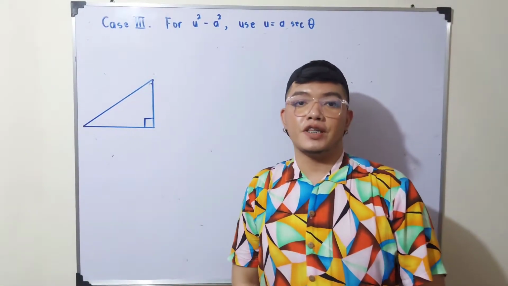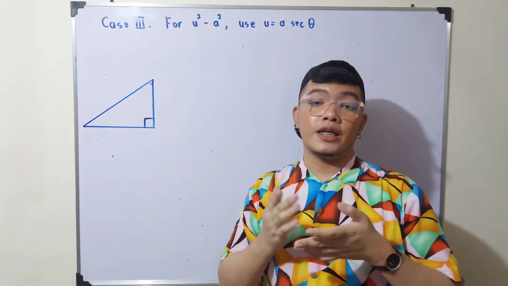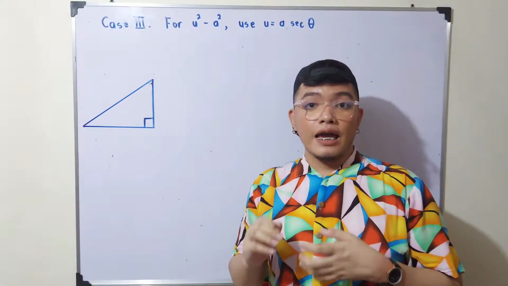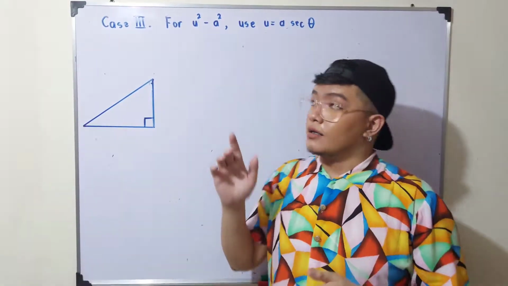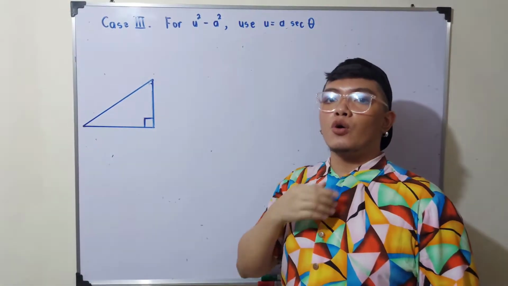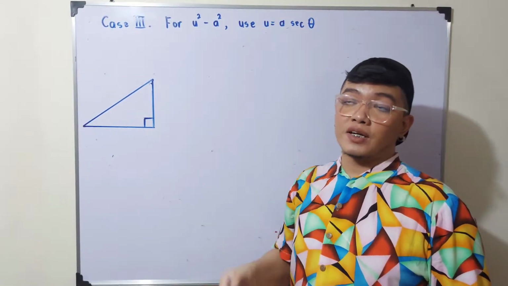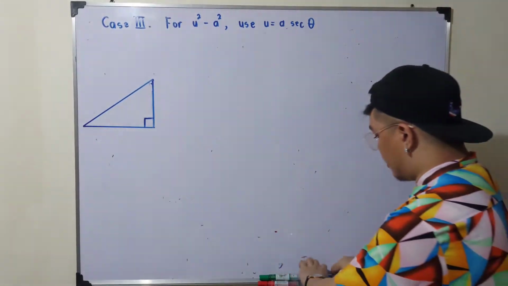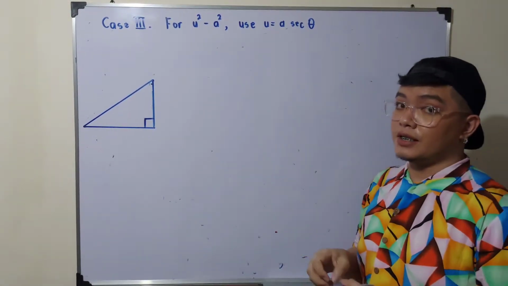Guys, for today's video, andito na tayo sa third case ng trigonometric substitution wherein the integrand involves u squared minus a squared. And for this time, ang gagamitin naman natin na substitution ay u is equal to a secant theta. Because you know na yung integral ng arc secant u may involved na u squared minus a squared. Okay? I think let's have our first example.